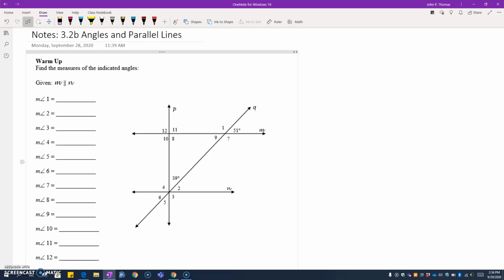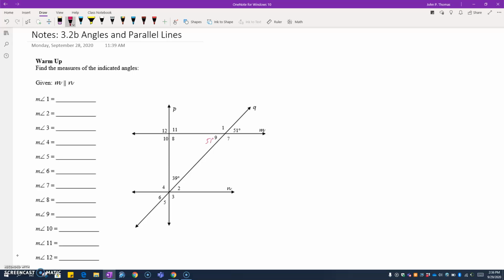All right, so you should be back at it now, and we're going to run through this. Basically, we're going to pick a starting point and work our way through the picture. The only thing we know is that M is parallel to N. First of all, I've got 51 degrees in here. So angle 9, by vertical angles, we can say is 51 degrees. So we can carry 51 in there.